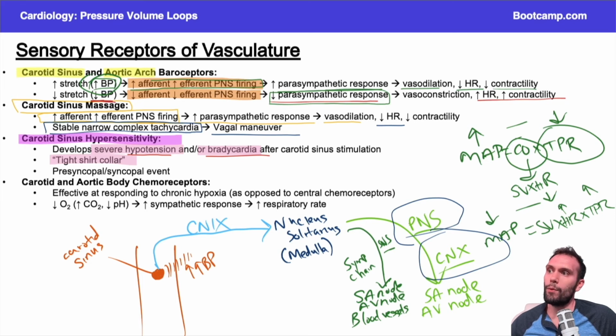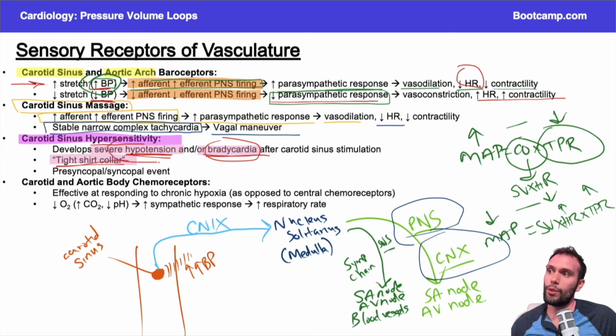So if a patient is hypotensive, I would expect them to have a reflex tachycardia, okay? But in this case, you have severe hypotension and/or bradycardia. The reason you have the bradycardia in the setting of hypotension is because you're just stimulating this receptor. Because this patient's wearing a tight shirt collar and they have high sensitivity to the receptor, the body thinks that the pressure is actually up. So it's not going to have a reflex tachycardia. It's going to have a reflex bradycardia to what it thinks is a high pressure, when really it's just the shirt collar that's pushing on the carotid sinus.